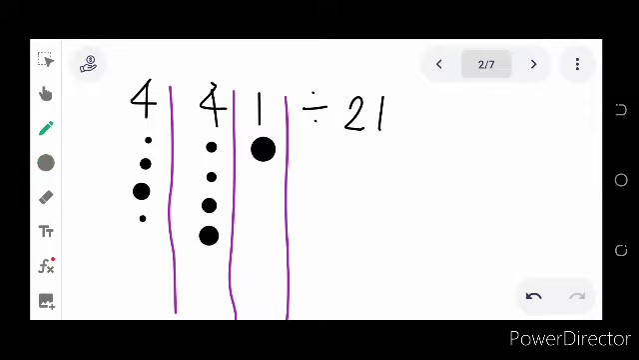Now, the pattern is 21. That means from the leftmost column, you choose 2 dots, and connect them to 1 dot. Next, another 2 dots, connect them to 1 dot. So all the dots in the 4 column have been connected. Go to the next column, 2 dots, connect to 1 dot. All the dots have been connected, so our division is done.